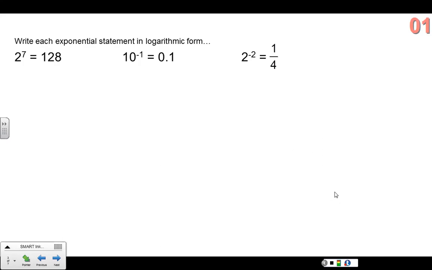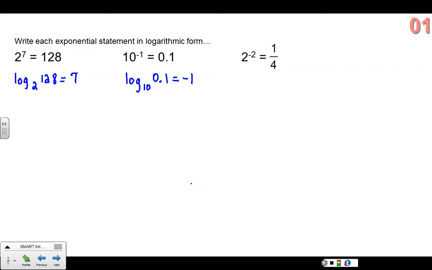Let's practice this concept. 2 to the 7th equals 128. I want you to write that exponential in logarithmic form. So we will say log base 2, the exponent base is 2, so the log base 2 of 128 equals the exponent. You're always equal to the exponent. 10 to the negative 1 equals 0.1. So this is log base 10 of 0.1 is equal to the exponent negative 1.